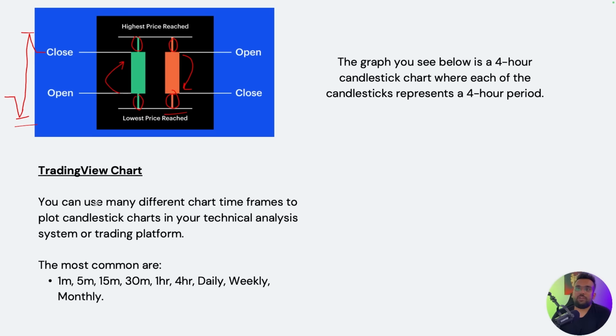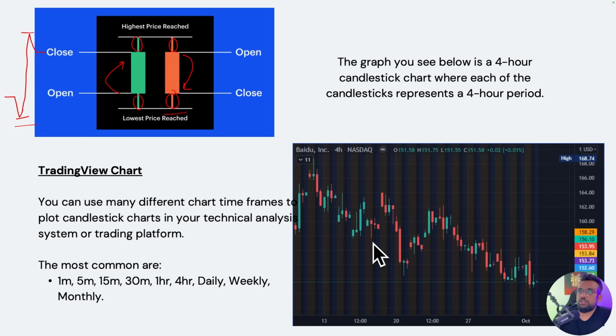Now, let's go with a TradingView chart, like this particular chart right here. The graph you see is a 4-hour candlestick chart, where each candlestick represents a 4-hour period. You see this 4-hour right here? That means every single candle takes 4 hours to form.